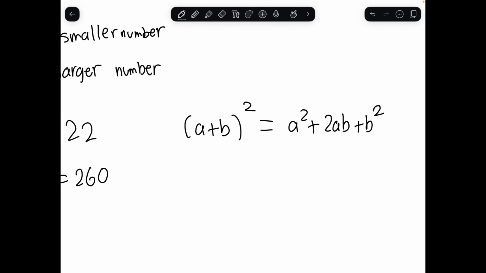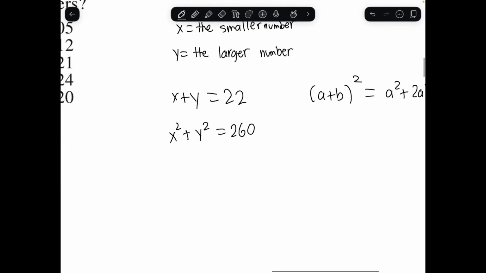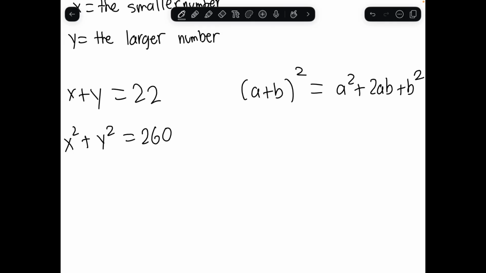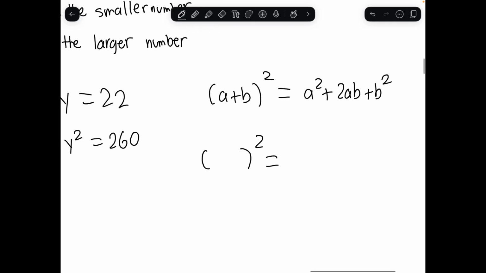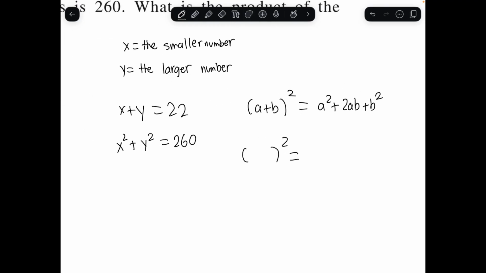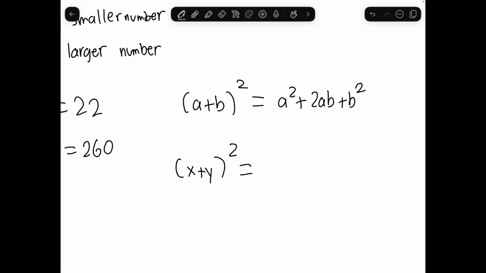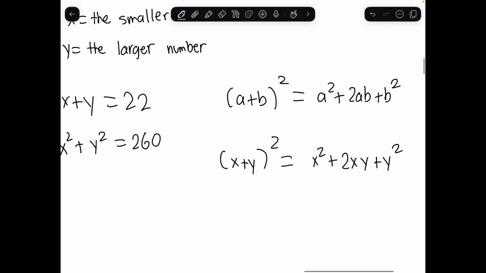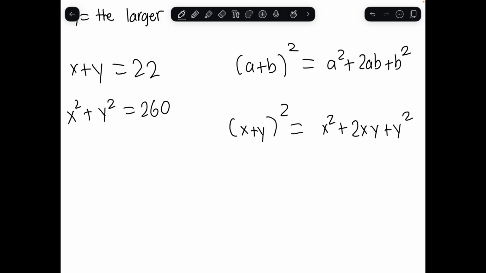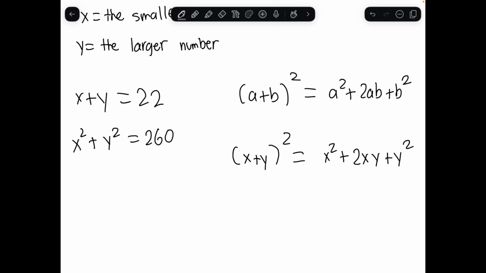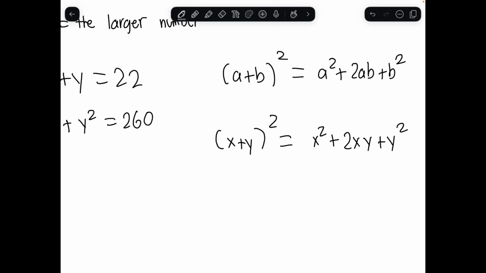And let's apply this identity to this question. So we're given, let's just put these parentheses like this, squared equals this. Okay, so if we just follow this identity, you could write this as (x plus y) squared equals x squared plus 2xy plus y squared. So now we already are given x plus y, and we're given x squared plus y squared. So we can just plug these numbers in exchange for x plus y and x squared plus y squared.